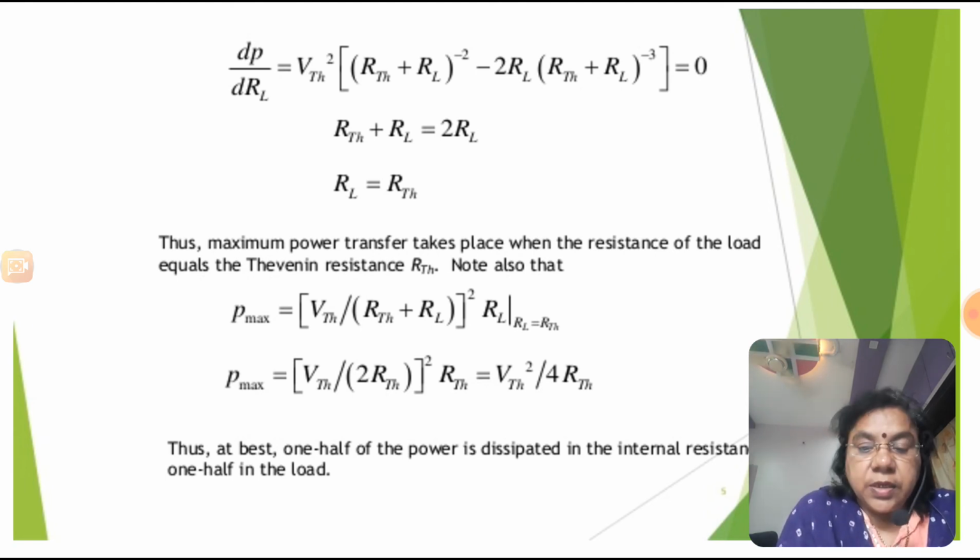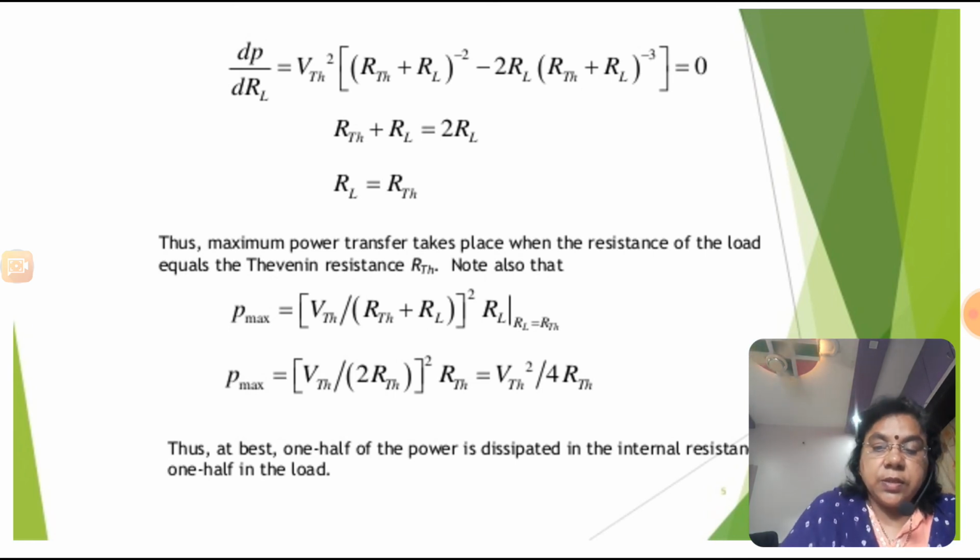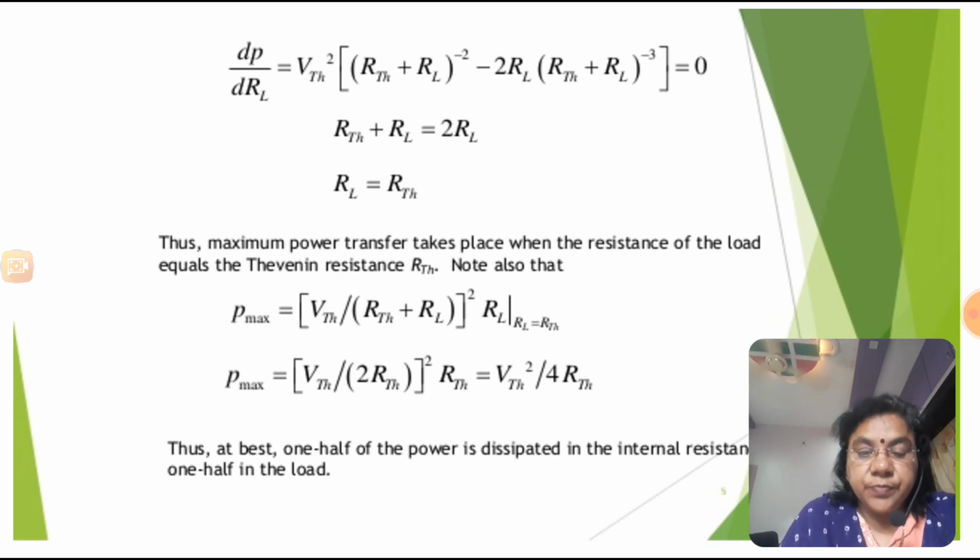Now this differentiation you might have studied in 12th class, 11th class, also in mathematics. First in mathematics there is differentiation. So there is no need to give each and every step for this differentiation. I think you know all these things, okay? So I have skipped those steps. So the final result is RTH is equal to RL.